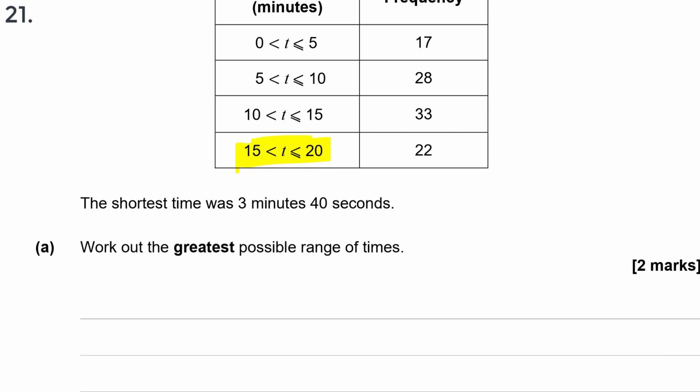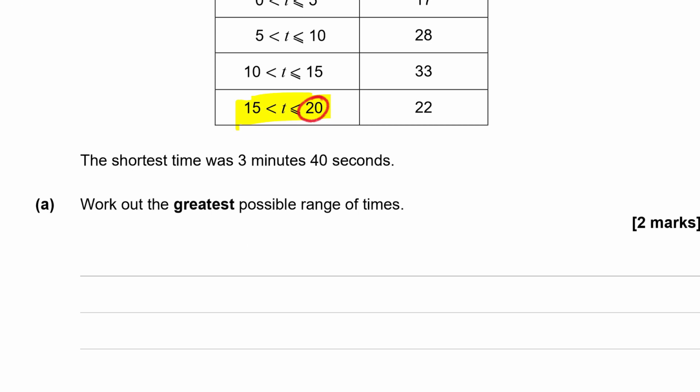So we're going to have to assume that our maximum value is going to be at the upper end of this group. So the greatest possible range is going to be our largest value, which is 20, minus the smallest value, which we're told is 3 minutes and 40 seconds. So 20 take away 3 minutes 40 seconds is going to be 16 minutes and 20 seconds.